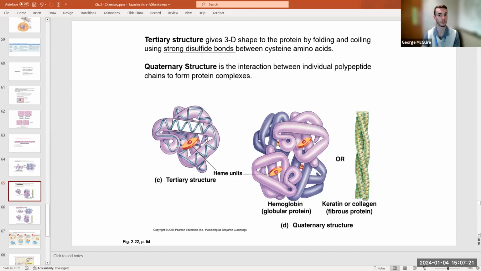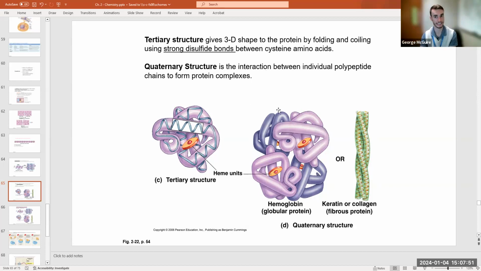And the bonds holding this tertiary structure together are these very strong disulfide bonds. So two sulfur elements involved here, these disulfide bonds are very, very strong that hold amino acids together into this tertiary structure. And our last level of complexity here is our quaternary structure. So primary was first, secondary, second, tertiary, third, quaternary, our last form here.